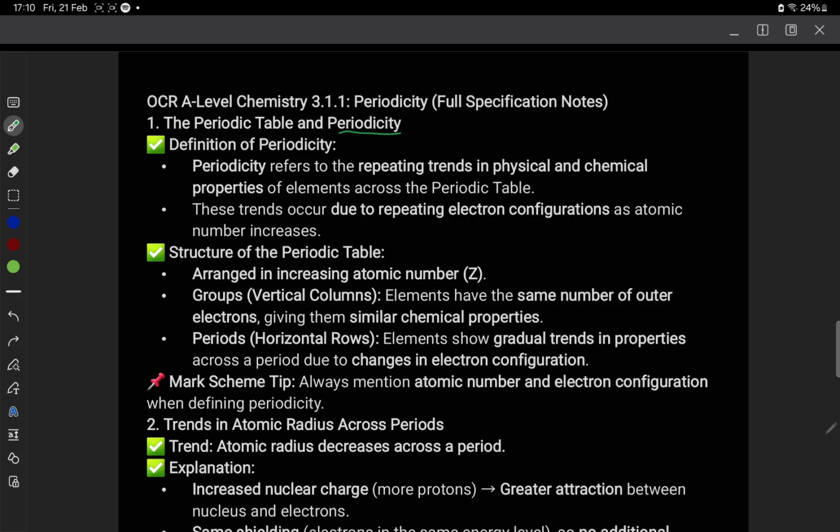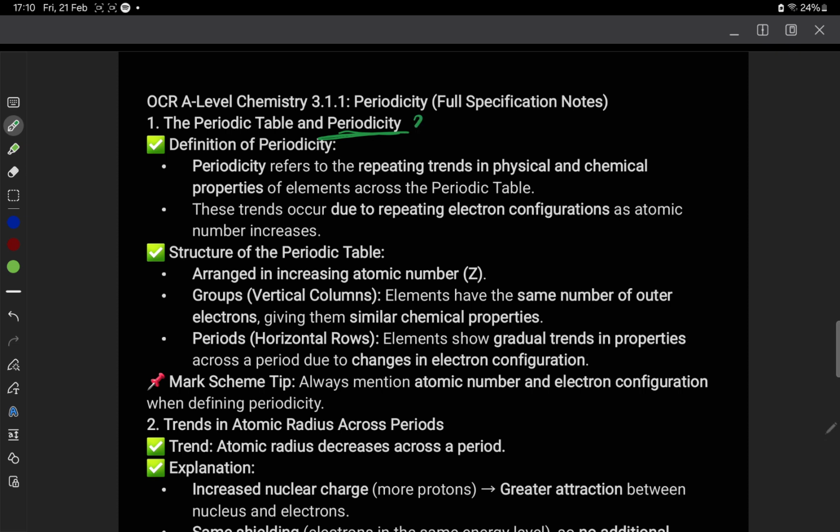So if you understand this, you'll start to see patterns in elements instead of just memorizing random facts. This topic is literally the key to predicting how elements behave in bonding, reactions, and even real life applications. So let's break it down.